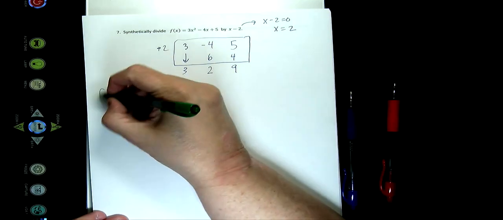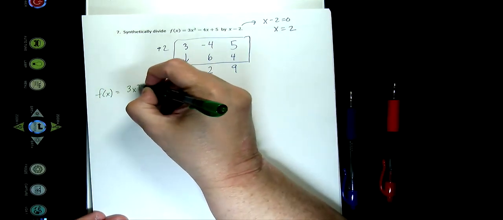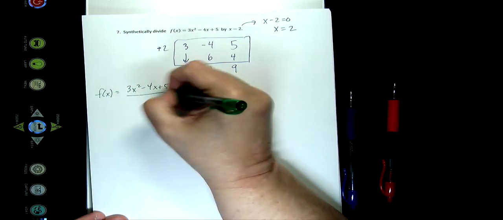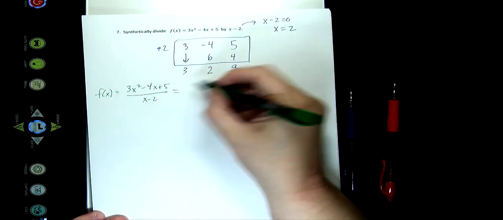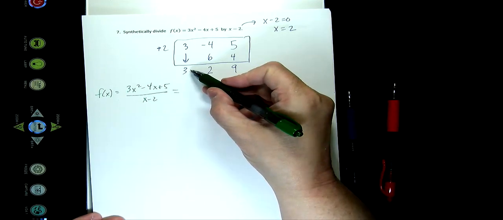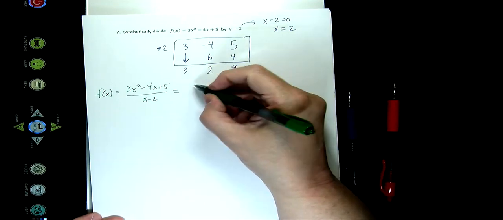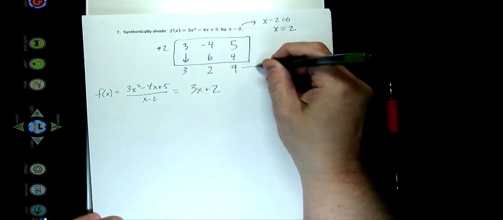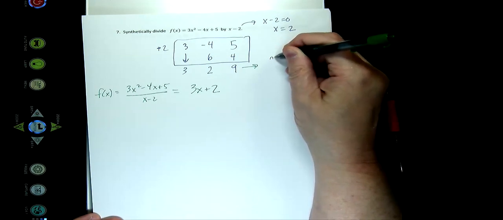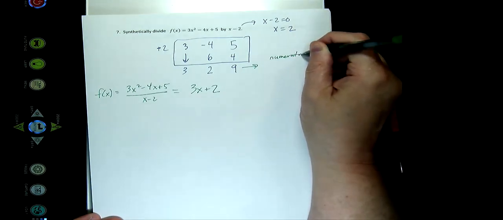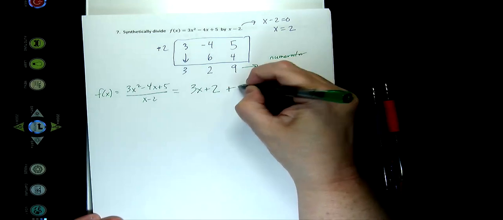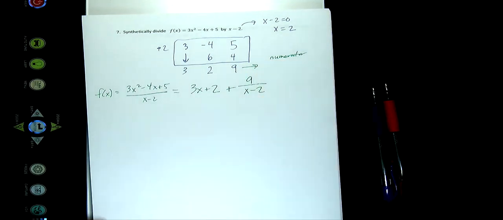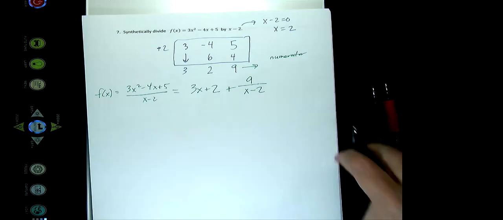So what we were being asked was, basically, this gives me the coefficients of a polynomial one degree lower: 3x plus 2. And the 1 at the end is the numerator of the remainder, plus 9 over x minus 2. That's actually the answer.